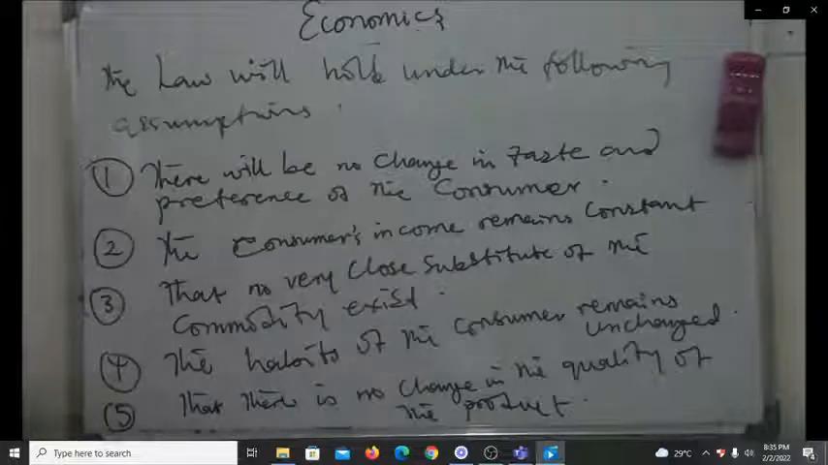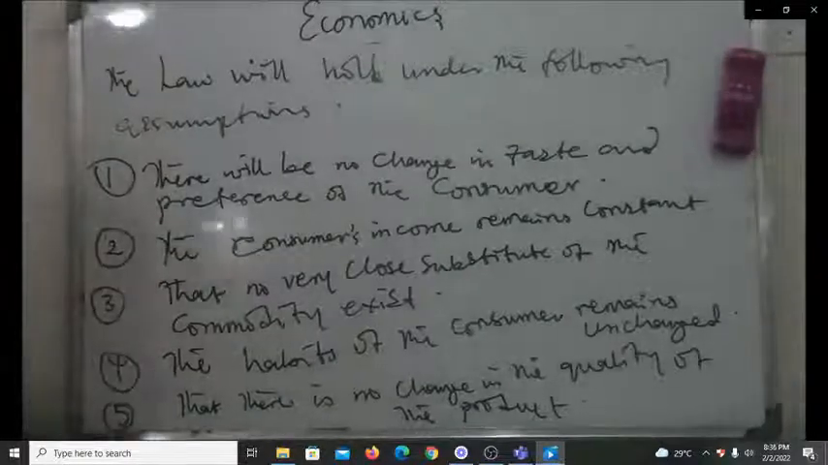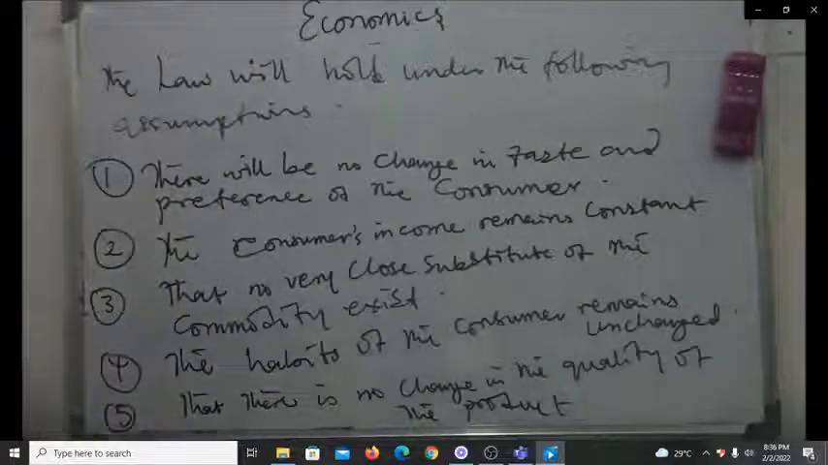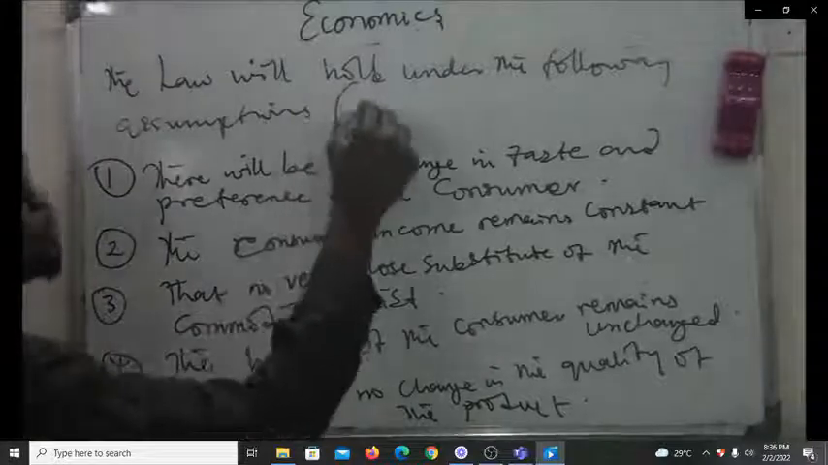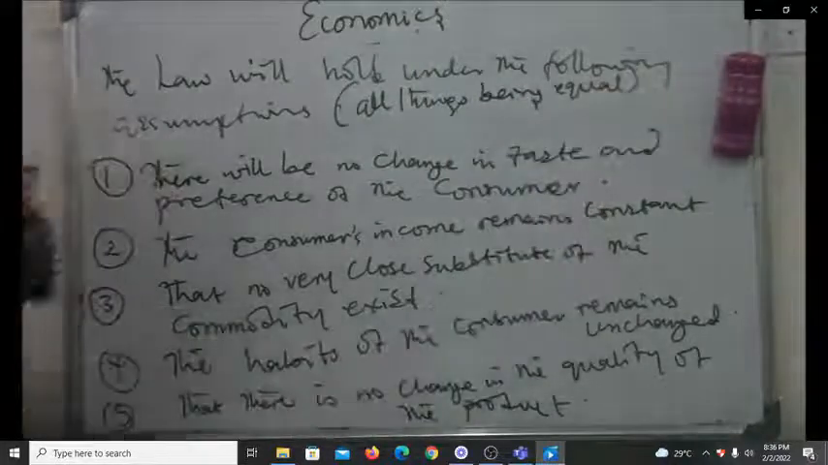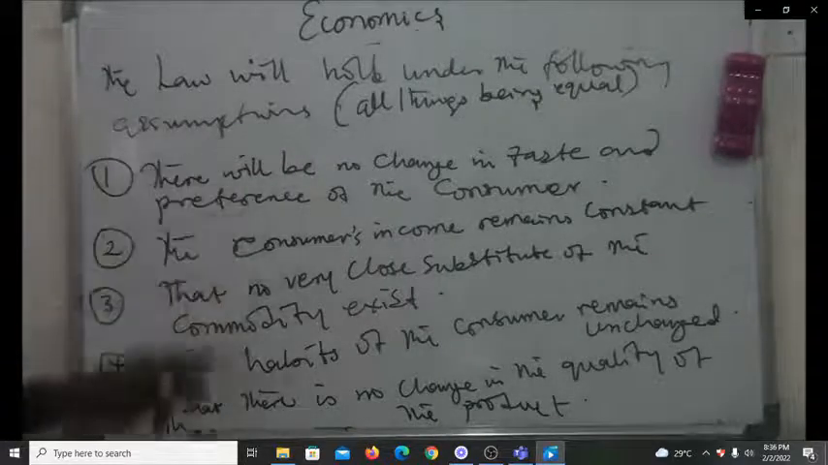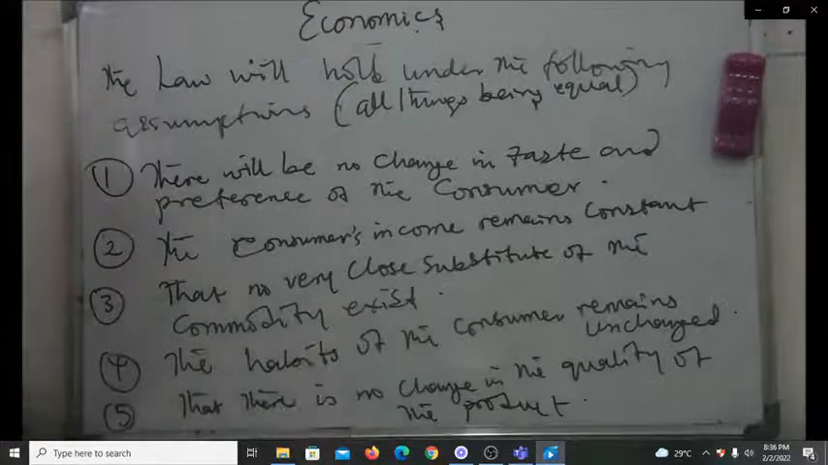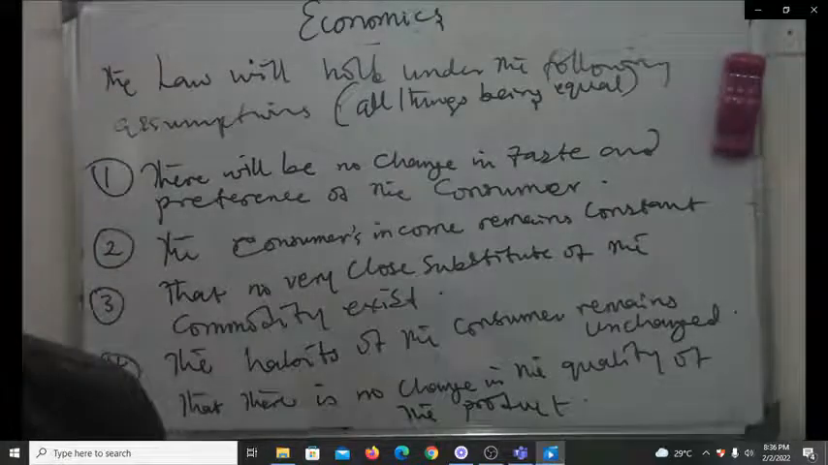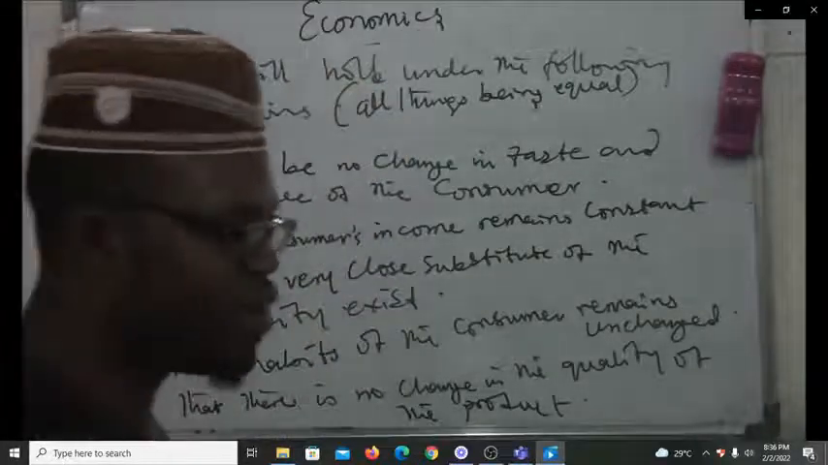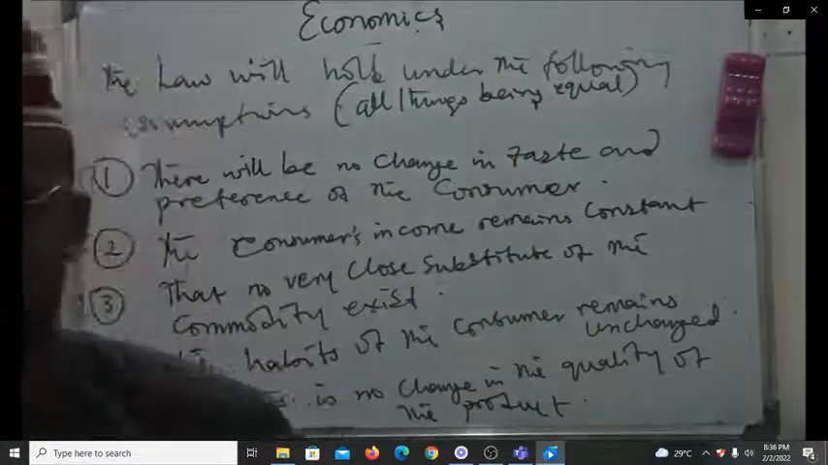That's the last assumption. So provided all things are in place, the law of demand, which states that the higher the price, the lower the demand, holds. So when we say all things being equal, we actually mean these things. Is that clear? There will be no change in the taste or preference of the consumer, the consumer's income remains constant, no very close substitute of the commodity exists, the habits of the consumer remain unchanged, and there is no change in the quality of the product. So provided all these things remain constant, the law of demand, which states that the higher the price, the lower the quantity of goods that will be demanded, holds through.